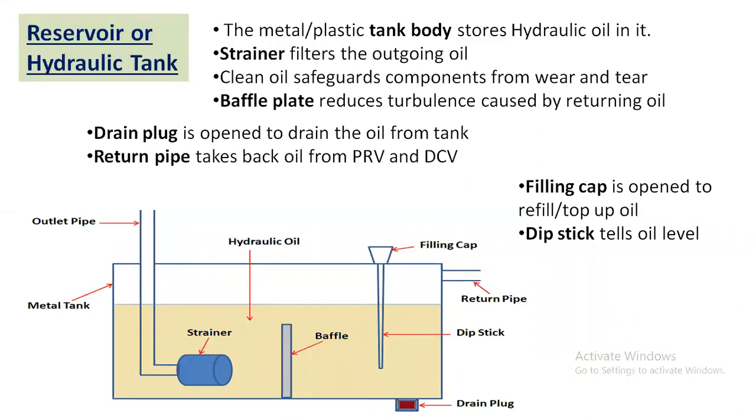A baffle plate is used to reduce the turbulence of incoming oil, because the oil from the return pipe creates turbulence in it. Then there is a drain valve which is used to drain the oil from the tank for recharge or for cleaning purpose. And the return pipe takes back the oil from the pressure relief valve and direction flow control valve. The filling cap is provided to refill or top up the oil. And the dipstick, which is connected to the filling cap, tells us about the level of the oil inside the tank.